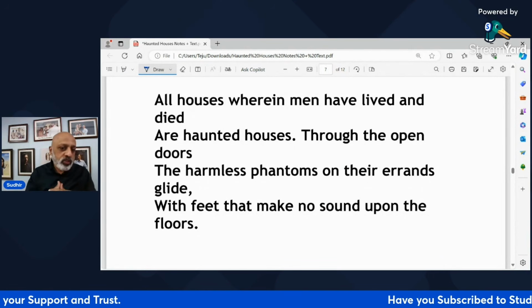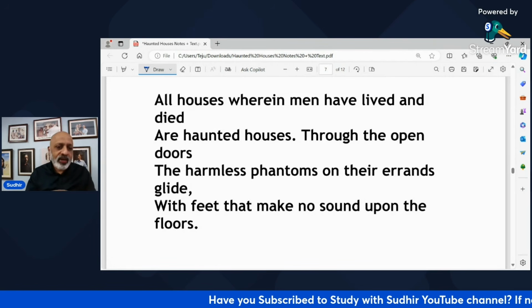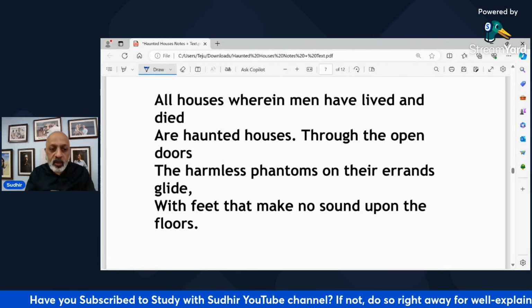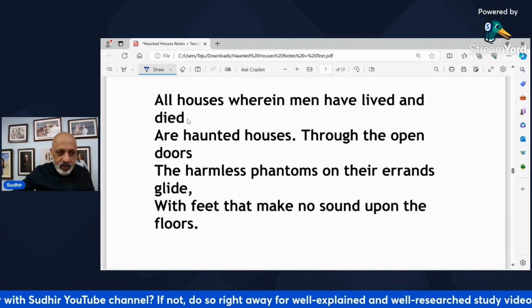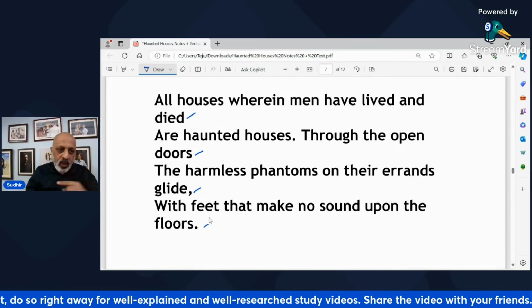Through the open doors, the harmless phantoms on their errands glide with feet that make no sound upon the floors. Okay. So you see the rhyme scheme: died, glide, doors, floors. Okay. A, B, A, B.